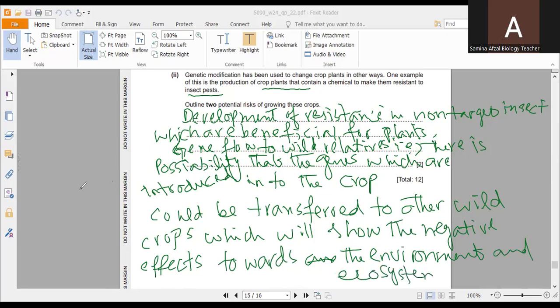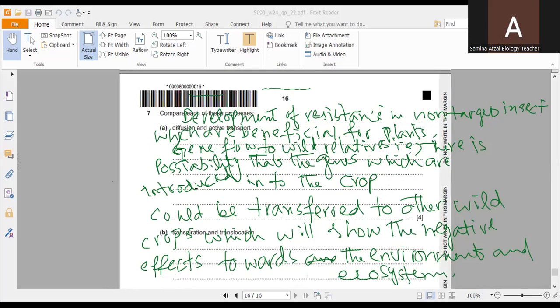Because they will negatively affect, because we always want to reduce these wild crops which are not beneficial for the healthy plants. So in this way, if the genes with the insect resistance are transferred to them, then it will negatively affect the environment. So these are the 2 points.